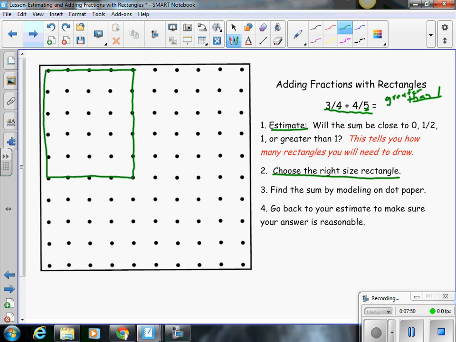Then we're going to find the sum by modeling on the dot paper. So here's how we do that. We're going to show 3/4 shaded in first. So I divide my rectangle into fourths, and I shade in. Oh, and I said I would need more than one rectangle, so I better draw my 2 rectangles now. Another 4x5 rectangle. They have to be the same size.